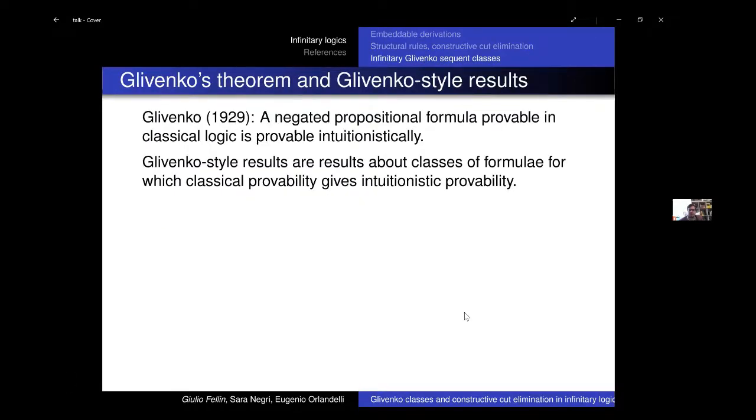Now we pass to the last part, which are Glivenko style results. So what is Glivenko's theorem? Glivenko's theorem states that a negated propositional formula provable in classical logic is also provable intuitionistically. Glivenko style results in general are results about classes of formulae for which classical provability implies intuitionistic provability.